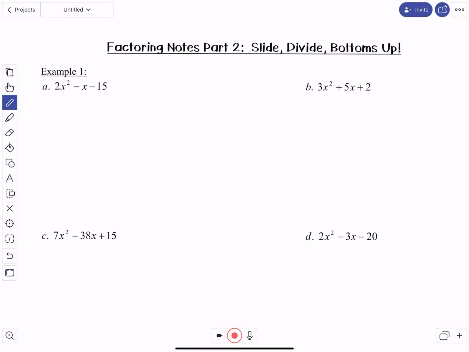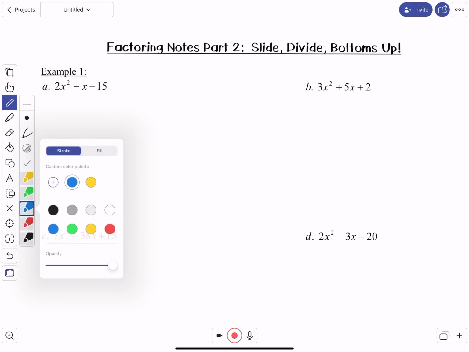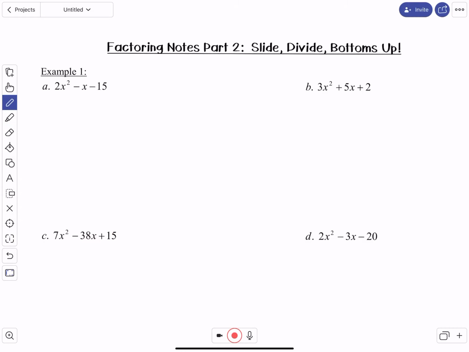Factoring notes part 2: slide, divide, bottoms up. On this set of notes, we're going to focus on trinomials. The difference is that on these trinomials, you are going to have a number out front. So it's not going to be just x squared. You're always going to have a number out front. So we're going to use this method called slide, divide, bottoms up.